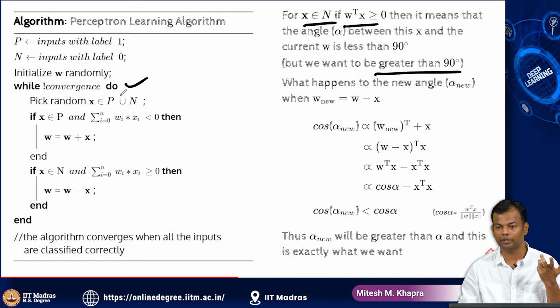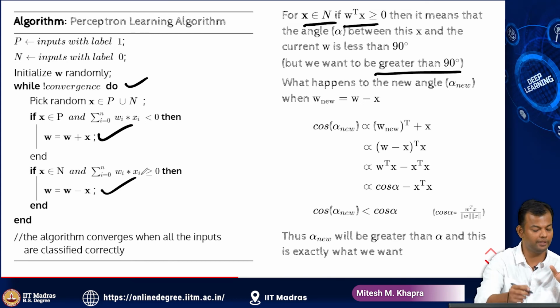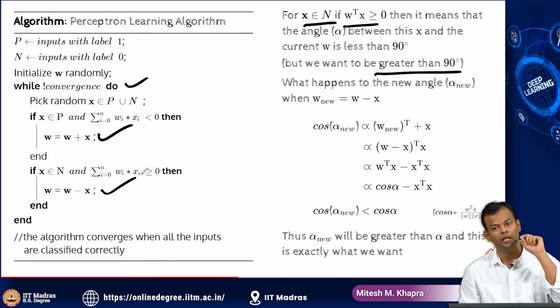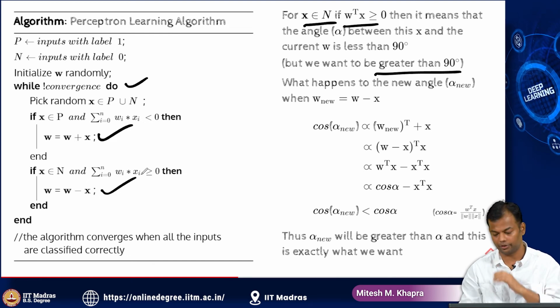So, what's the proof of convergence? We have not done that. I have just explained the intuition behind these steps. Why do these steps make sense? I still need to explain whether this algorithm will converge or not. We'll get to that later, right?